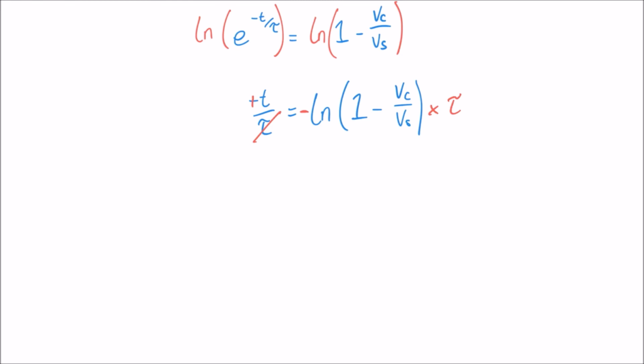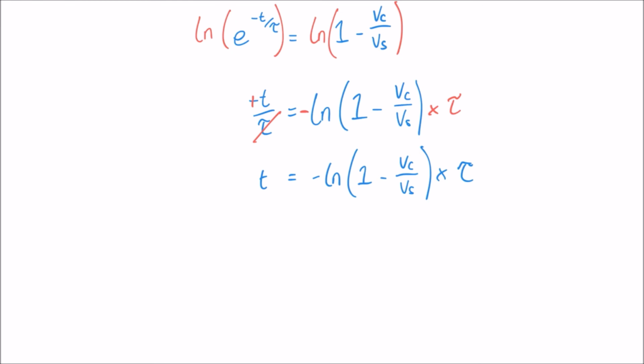So now our final equation looks like this. It's t equals minus the natural logarithm of 1 minus Vc over Vs, and the whole thing is multiplied by tau, our time constant.